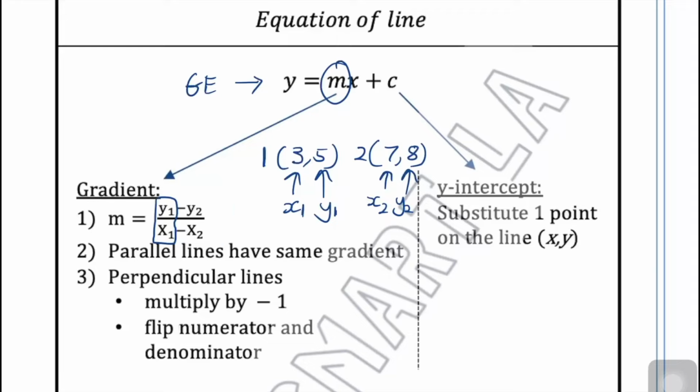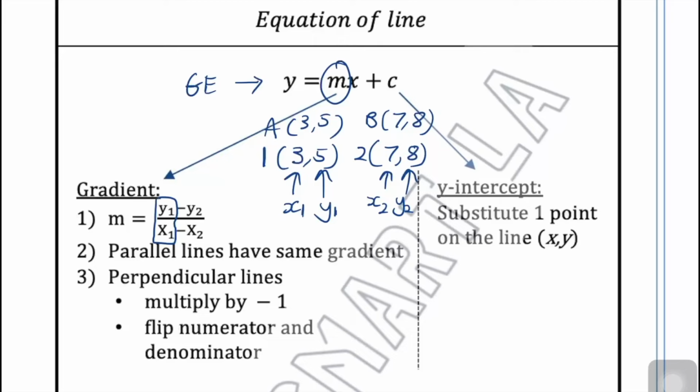You will also very commonly see coordinates given as 3 comma 5, as point A, and then point B is 7 comma 8. I'll show you with 1 and 2 first, since the formula is given as 1 and 2, and later on we can talk about how to put it in the formula if it's A and B.